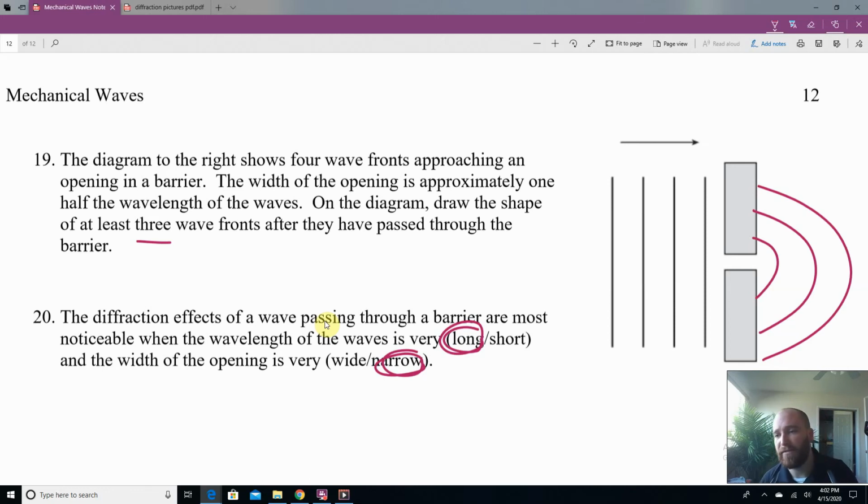And lastly, diffraction, which is waves bending around an opening or around an obstacle. Diffraction is most apparent, or most present, when the wavelength is much, much bigger than the opening. So long wave, small opening. And that's it. That's our waves unit.